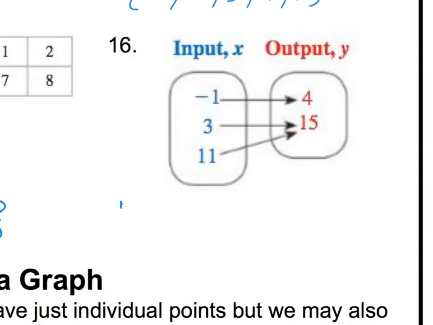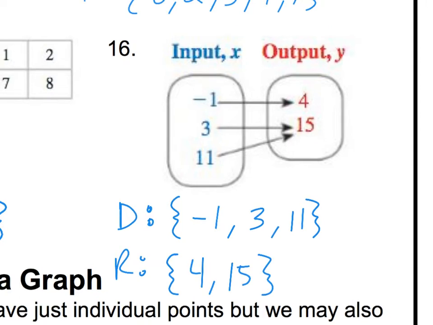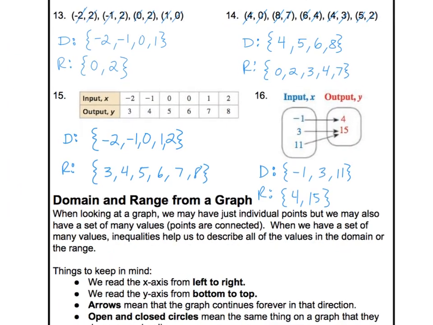So domain. Julio, what's the domain? Yep. What else? 3. Yeah. Range. Lauren, what's my range? Your outputs. Yep. So what are the outputs for this one? 4 and 15. Done. So we're just listing the points and then saying what the x and y values are.